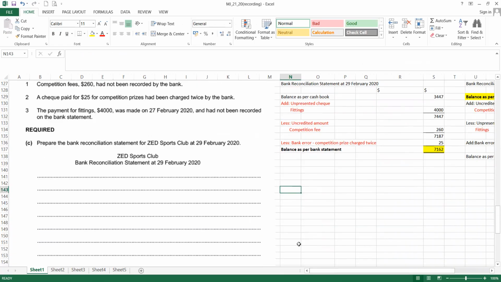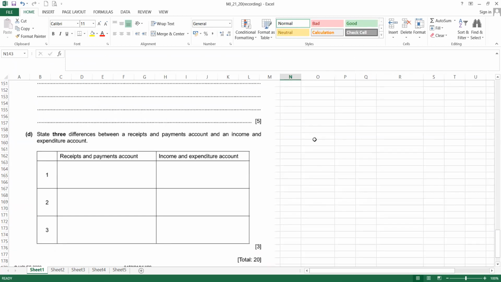Okay, let's continue. State 3 differences between a receipt and payment account and income and expenditure account. Because this question is a club account, they use the terms in the club, which are receipt and payment, income and expenditure. Basically, the receipt and payment account is just like our cash book.